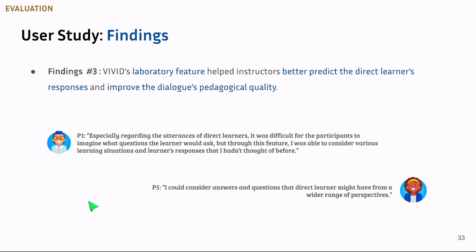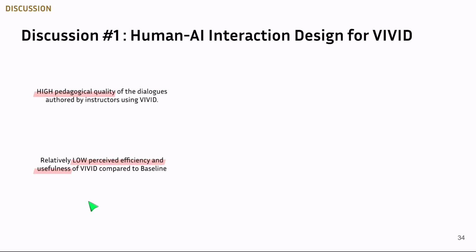Third, as participants mentioned below, Vivid's laboratory feature helped instructors better predict the direct learner's responses and improve the dialogue's pedagogical quality. According to our findings, the pedagogical quality of the dialogues authored by instructors was significantly high, while the perceived usefulness of Vivid was not significant.